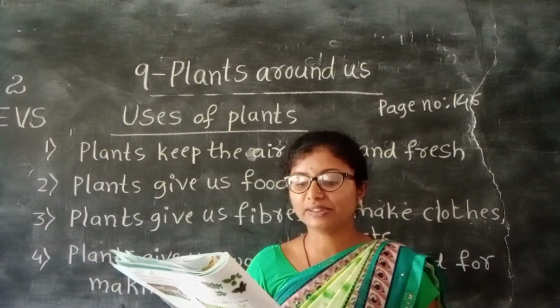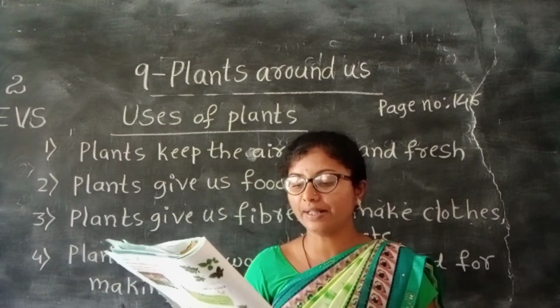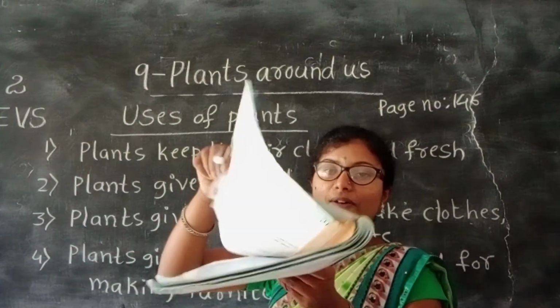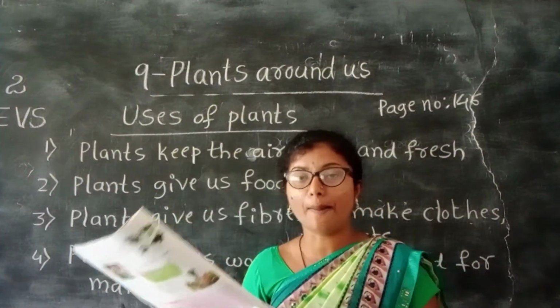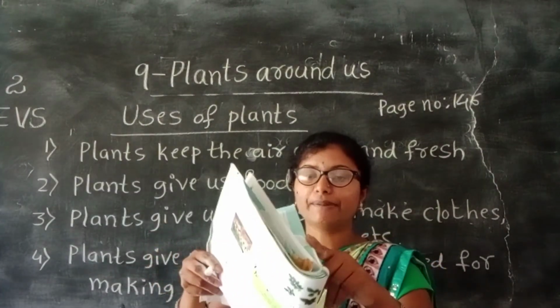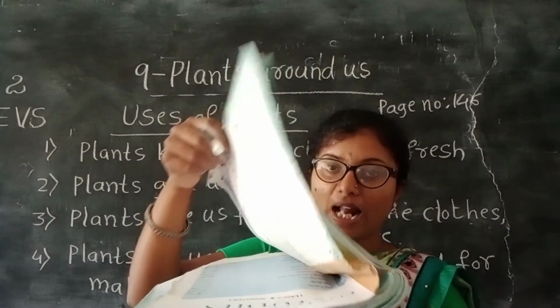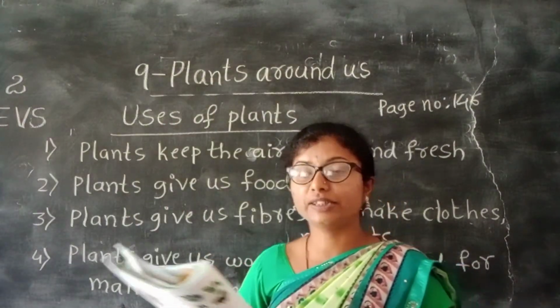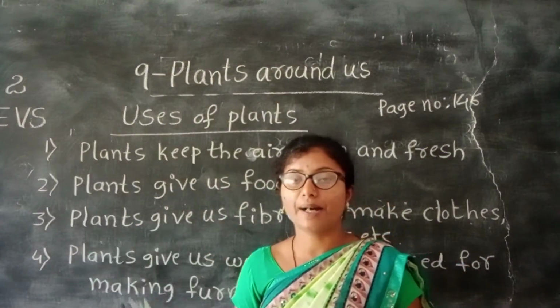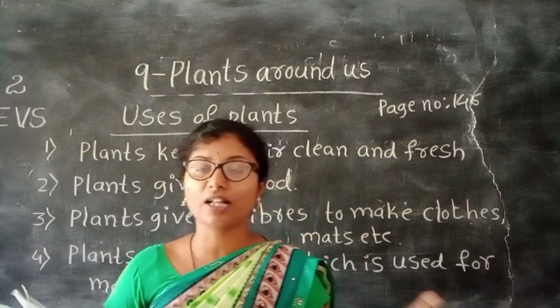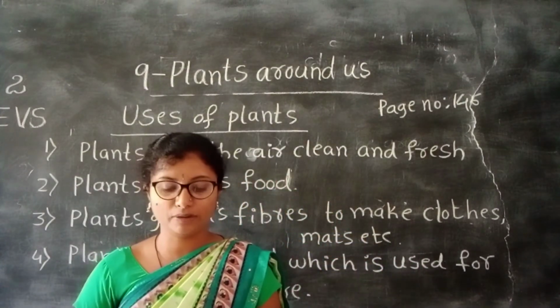Then plants give us pepper, gum and rubber. These books are made up of plants, okay? We make paper or books, these types of books, from plants. Then it gives rubber and gum. Gum, rubber, paper, these all are prepared by plants only, okay?